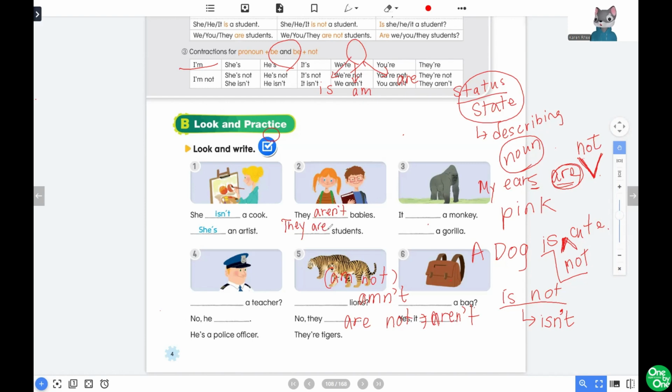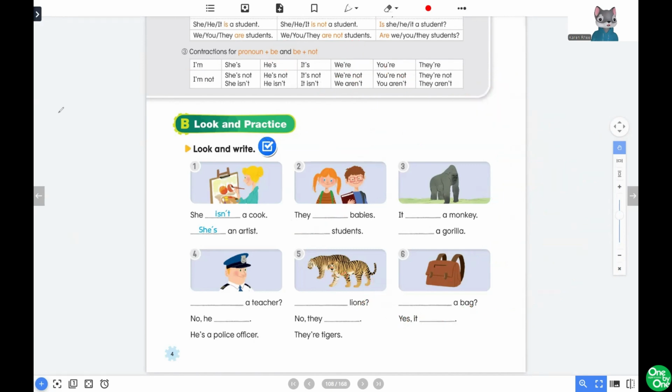But wait, we can contract this together. We can contract the pronoun they and the are together. How do we contract this? We need to write they, and we always need to add in an apostrophe and an RE. Let's see if it's correct. I'm just going to erase everything, and let's see if the answer is correct. It is correct. Well done.